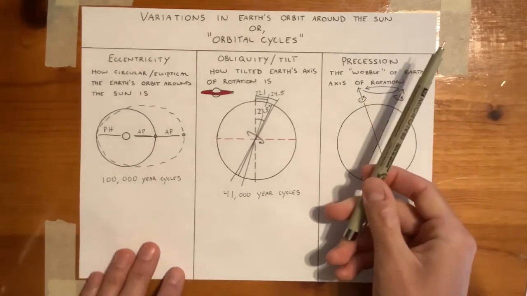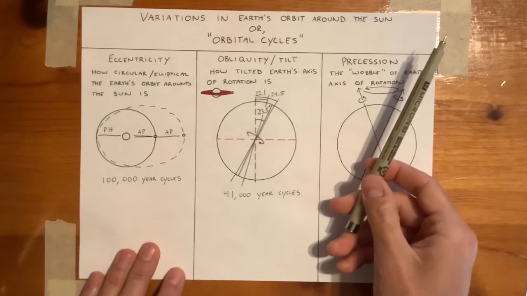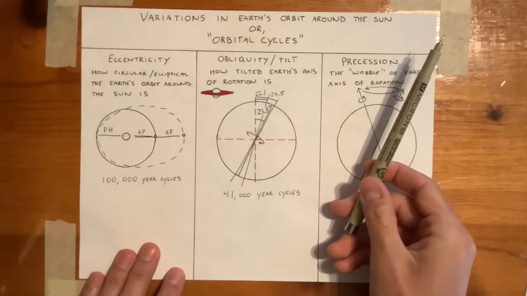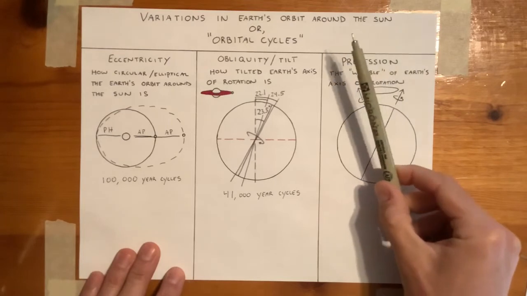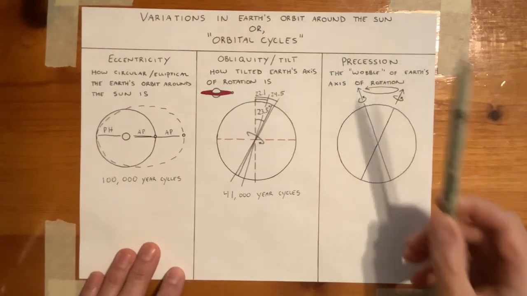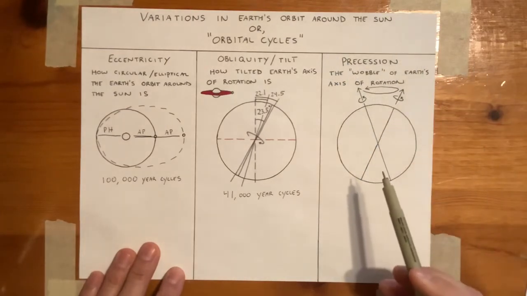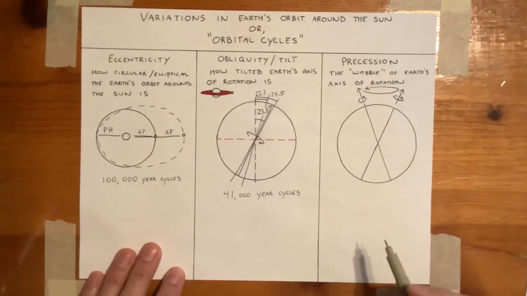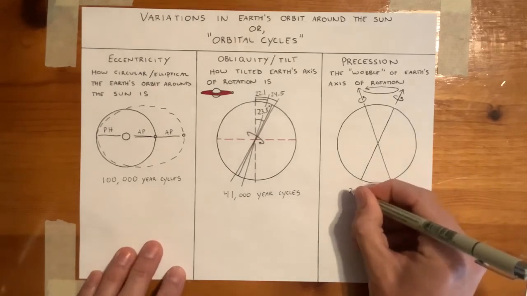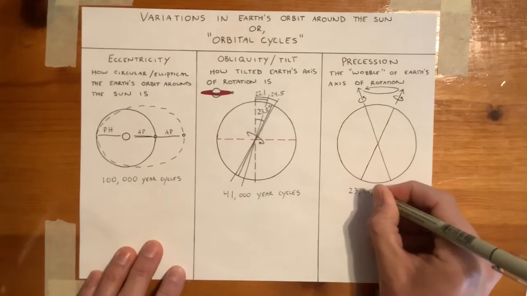Sometimes Earth's axis of rotation is pointing off towards the North Star, which is where it points towards today, and then sometimes it's pointing towards the star Vega. So Earth's precession varies on 23,000 year cycles.